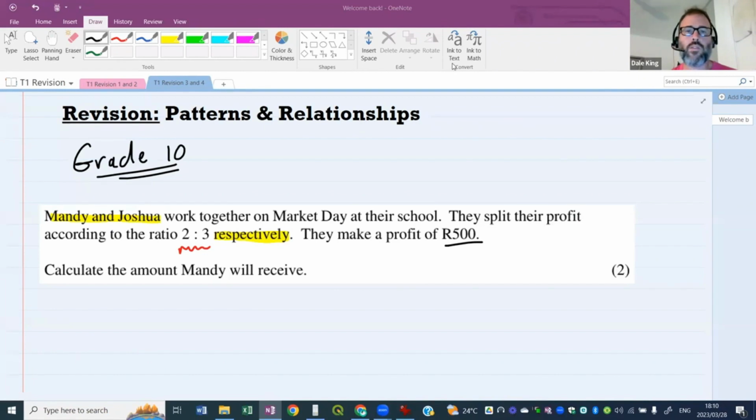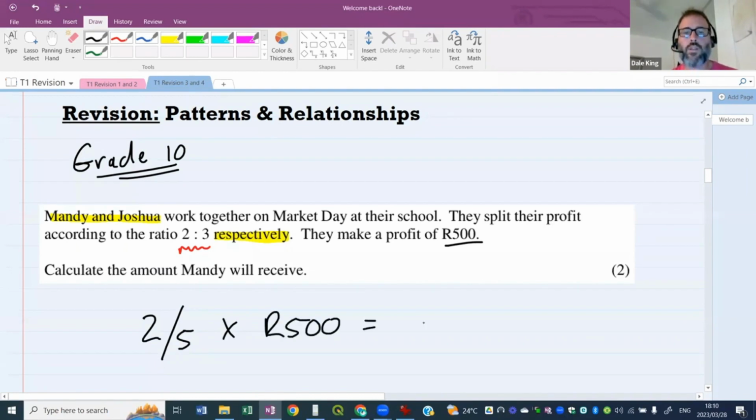There's Sambulo with some calculations. Very good. Well done, Sambulo. Okay. Now, Sambulo's got this. Let me write this down. So it's 2 divided by 5 times 500 equals the answer of 200. All right, very good. Let's have a look at that.